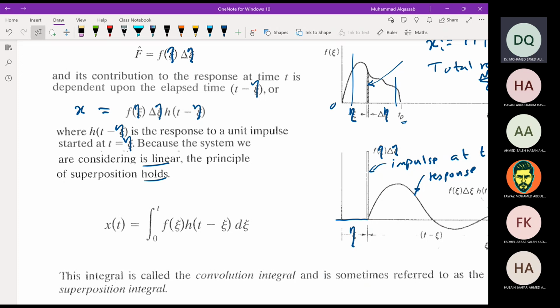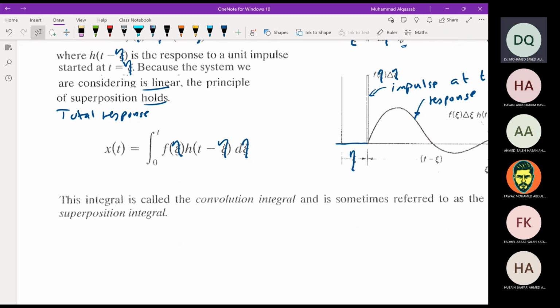So the total response becomes x of t, integration from 0 to t of f of eta h of t minus eta d eta. This integral is going to find you the response up to t. You can put t equal to 1 second, 2 seconds, and so on, and obtain the total solution.